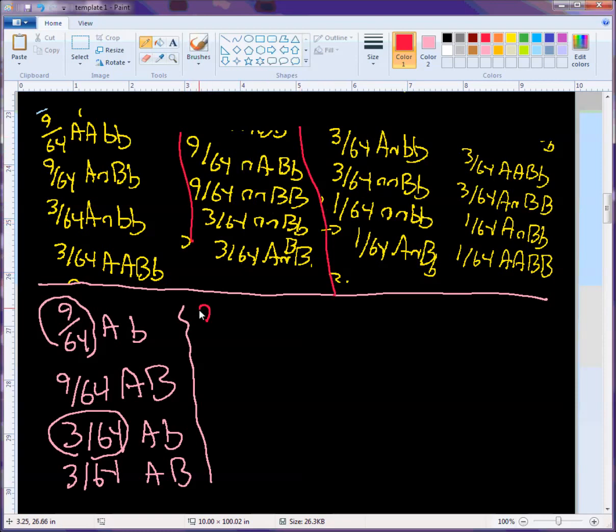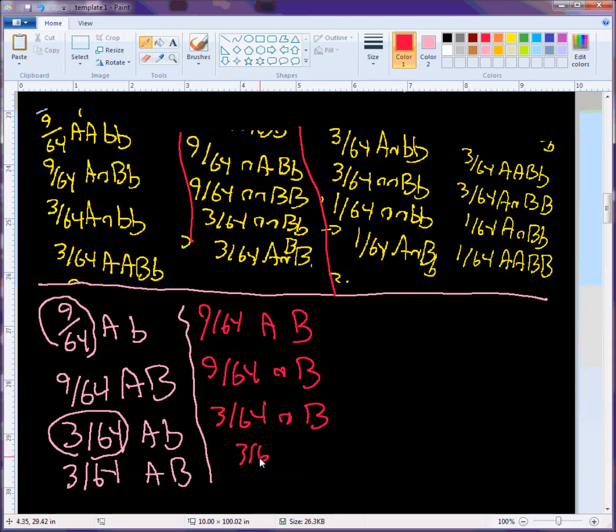So 9 out of 64 are big A, big B. 9 out of 64 are little a, big B. 3 out of 64 are little a, big B. And 3 out of 64 are big A, big B.